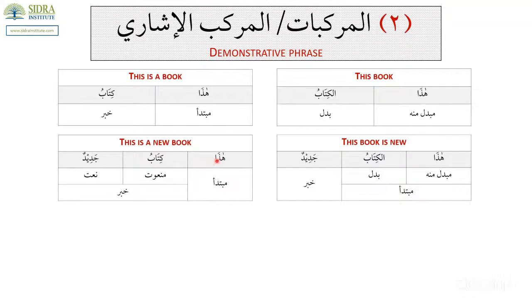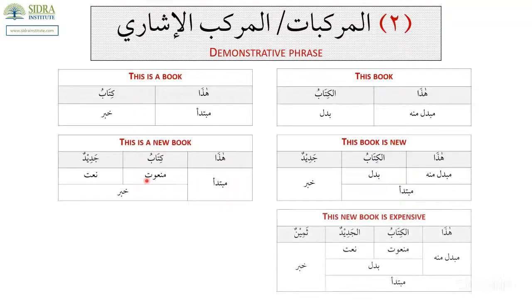When you have this is translation, that means that Ismul Ishara is forming the Mubtada straight away. And in this situation, Kitab will be the Man'ut, Jadid is the Na'at, and that groups together to become the Khabar. And then from there you can make it into a complete nominal sentence, Jumlatun Ismiyatun Khabariyatun, which we will delve into a bit later on. Look at this example. هذا الكتاب الجديد ثمين. This new book is expensive.